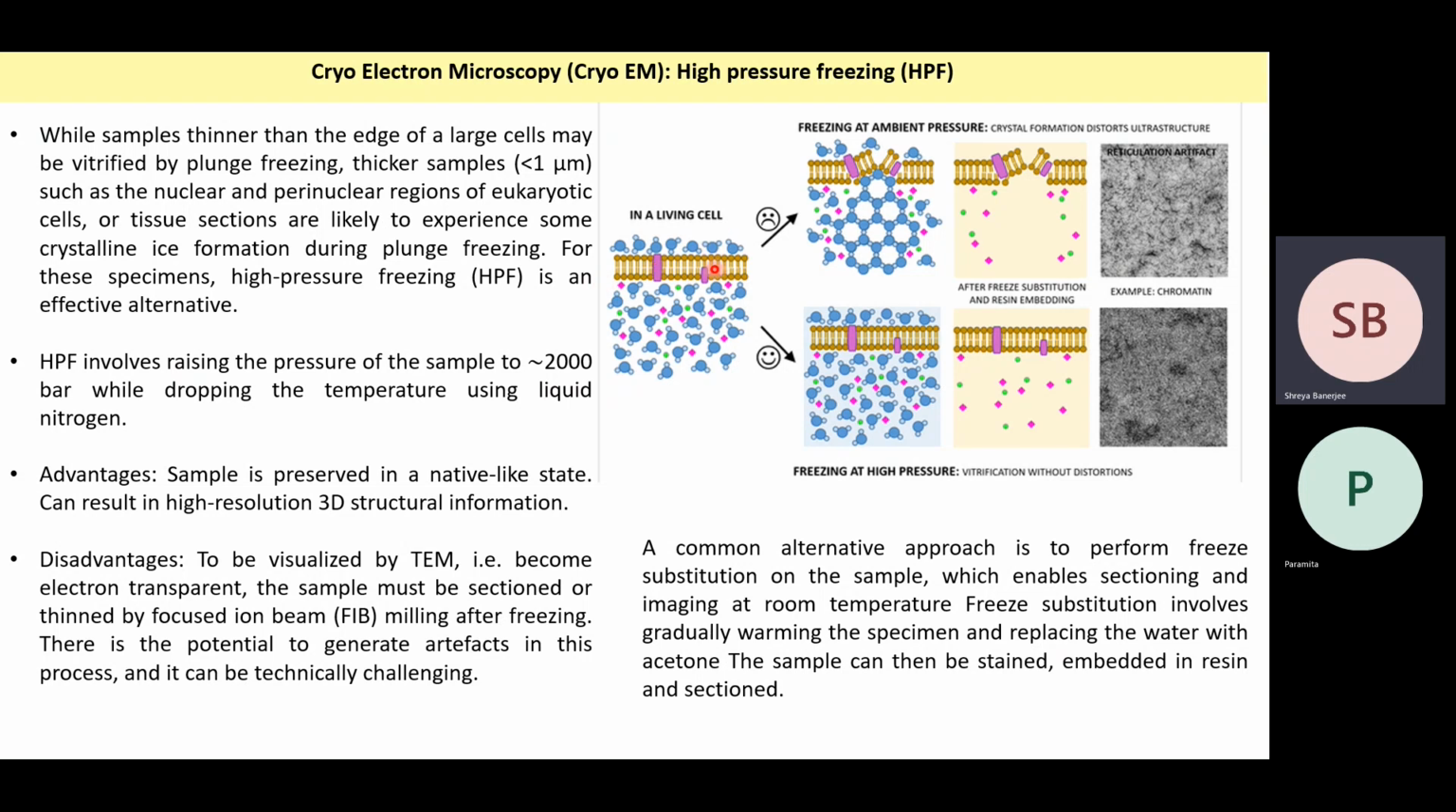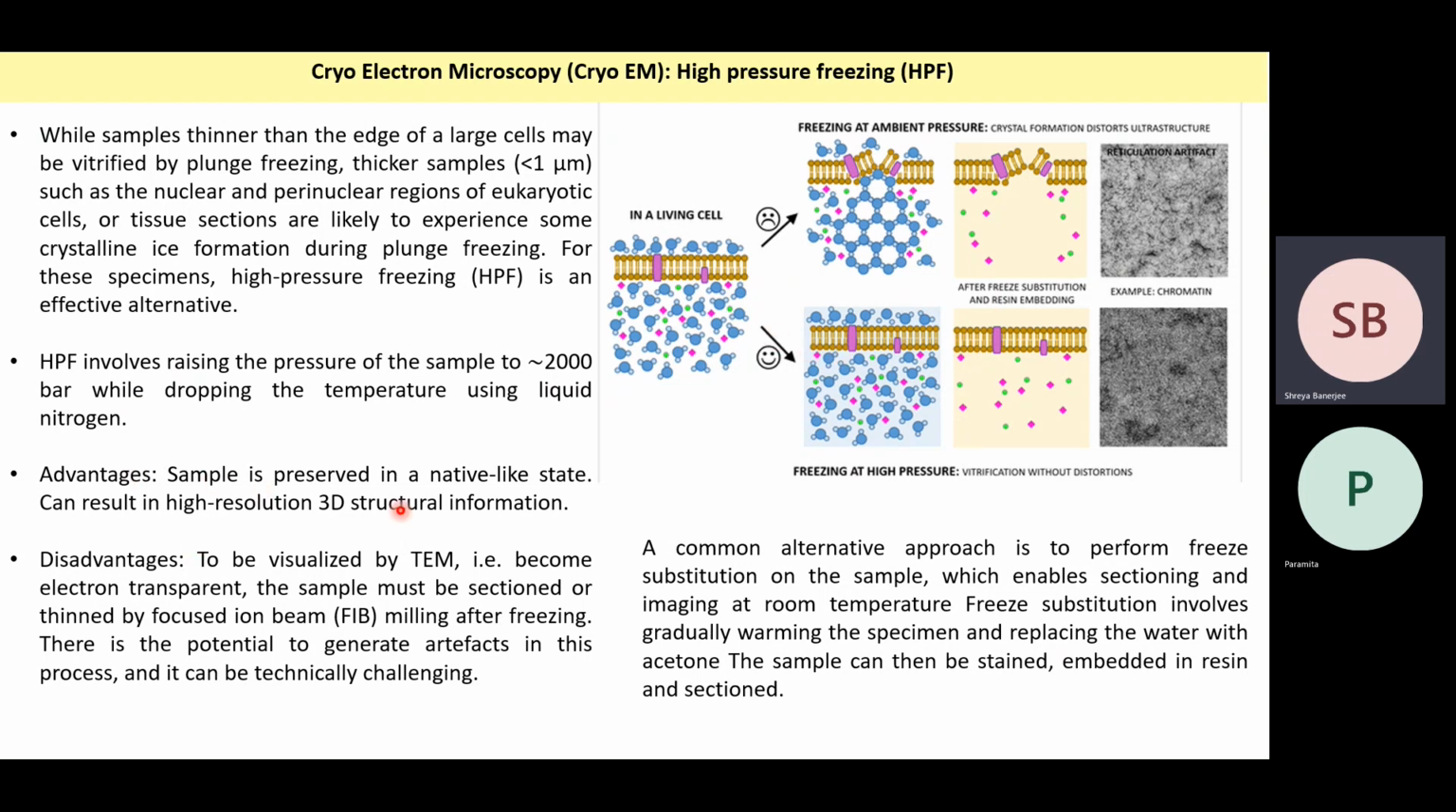So suppose this is a living cell and you are freezing at normal atmospheric pressure. Like this, hexagonal crystals of ice will form and it will completely distort the structure. As you can see, this was a very nice cell membrane structure. The structure gets broken when the crystalline ice is formed. But if you do the freezing at high pressure, then the water will freeze in the same orientation that it was in the cell, and the structure of the cell is also not disturbed.